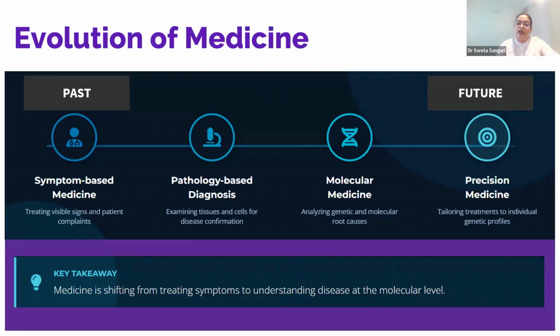Now, this understanding has brought us to where we are today. We are now entering the era of precision medicine, where instead of treating disease in a generalized way, we analyze the molecular profile of each patient, and then we tailor the treatment according to the molecular profile of the individual. So, if we look at the journey of medicine, it has evolved step by step. First, we treated symptoms, then we studied tissues, and then we began to understand molecules. And today, we are moving towards truly individualized care.